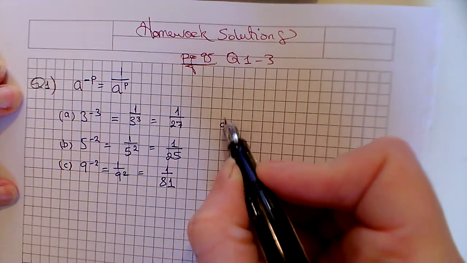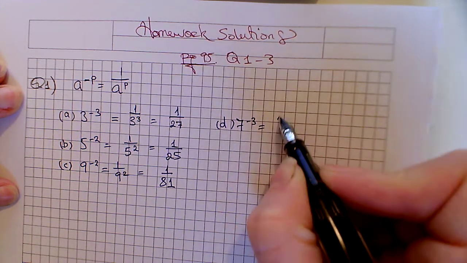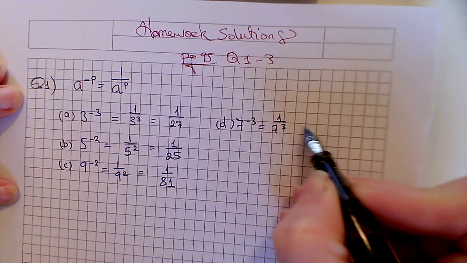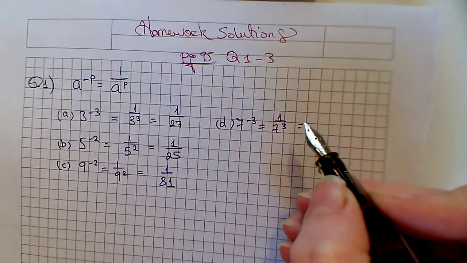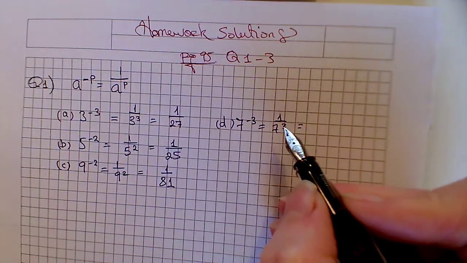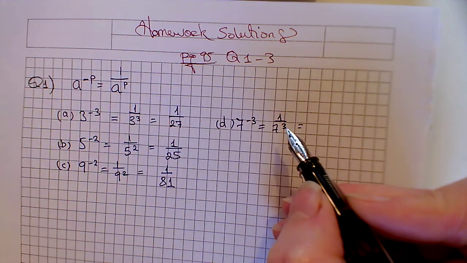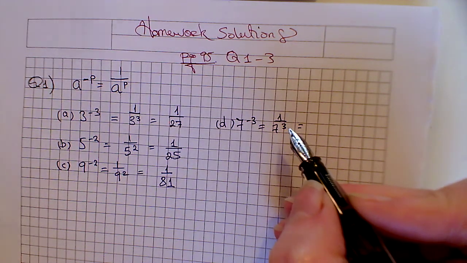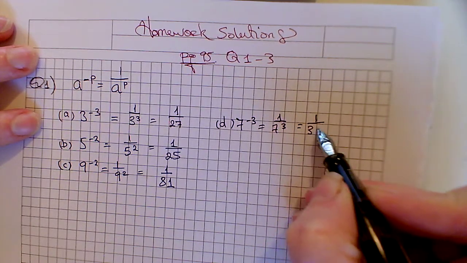Part D, 7 to the power of minus 3 is 1 over 7 cubed. And I don't happen to know the cube of 7 off the top of my head. My calculator is not here. Let me just use the calculator on screen. That is 1 over 343.